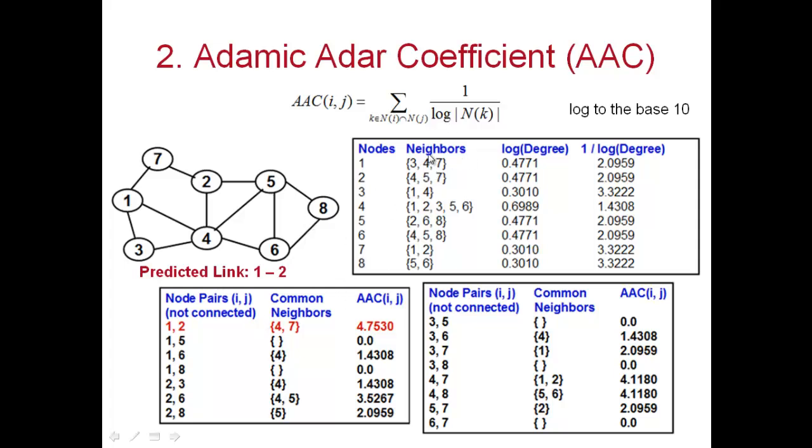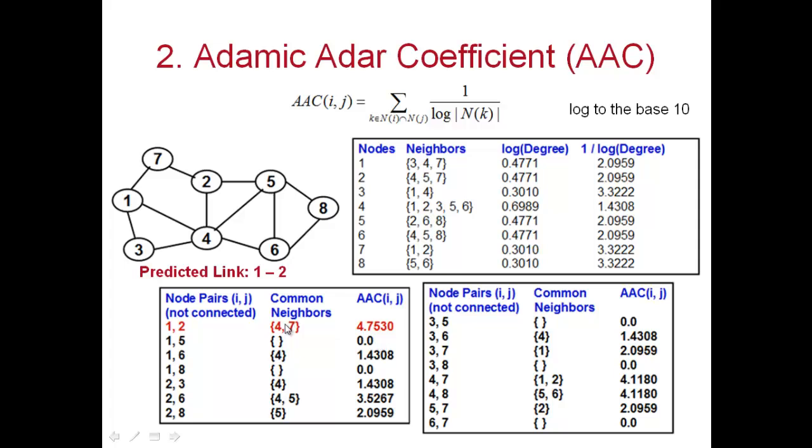For 1, 5, 3 is not here, 4 is not here in the neighbors of 5, 7 is not here in the neighbor set of 5. So that means it's an empty set. So if a node pair has no common neighbors, their AAC score can be right away written as 0.